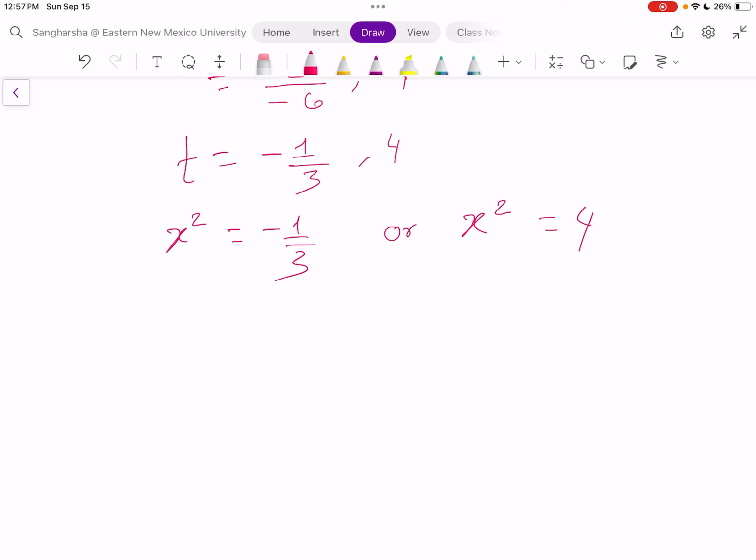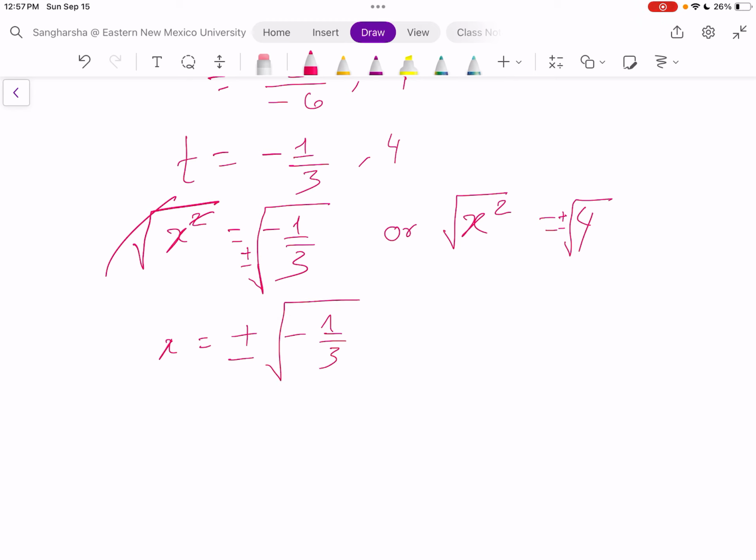Now in order to get rid of the square, we take the square root on both sides, and on the right side make sure to have positive negative, square root positive negative. So this goes away, we have x equals positive negative square root of negative 1/3, and on the other, x equals positive negative square root of 4, which is 2.